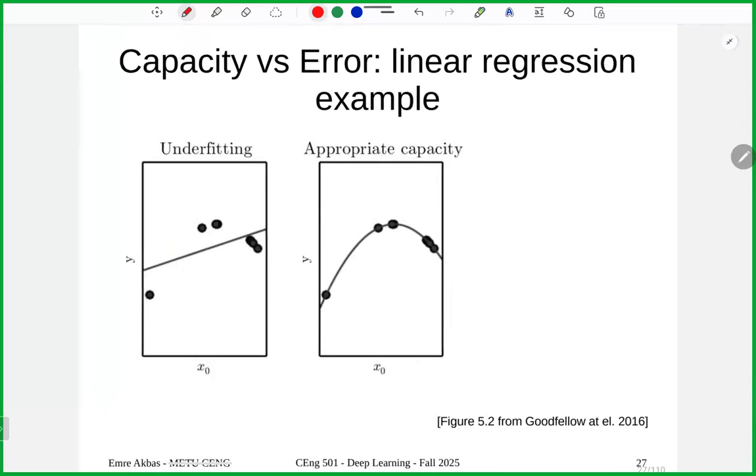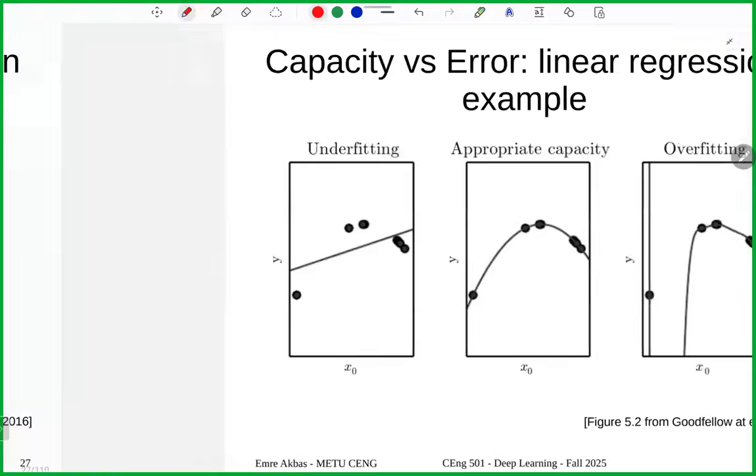If you use the appropriate capacity, and for this specific set it's maybe the quadratic function, it fits the points nicely, and it also captures the trend nicely. So if an unseen example is later given to us, it would probably be near or on this quadratic, and the error of this model will be low. It is low both in the training set and the unseen examples. So we call this appropriate capacity.